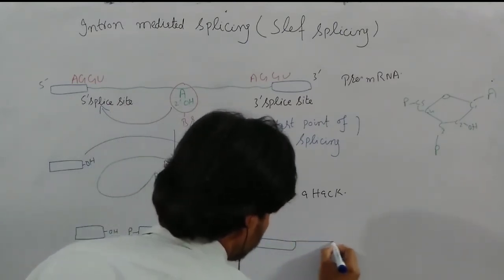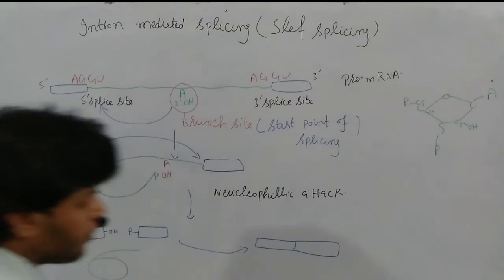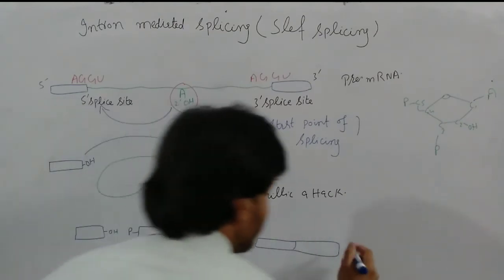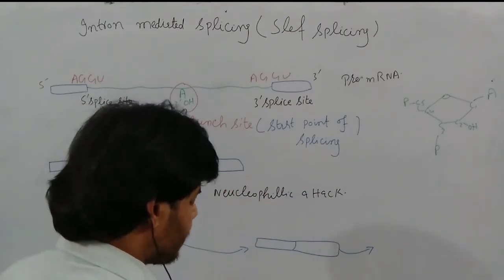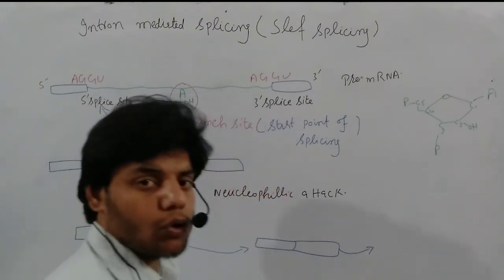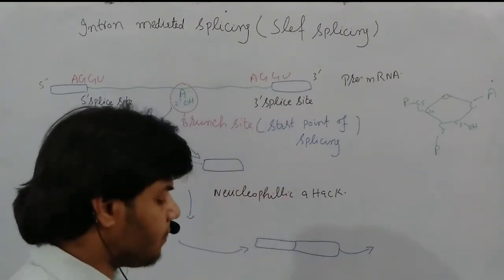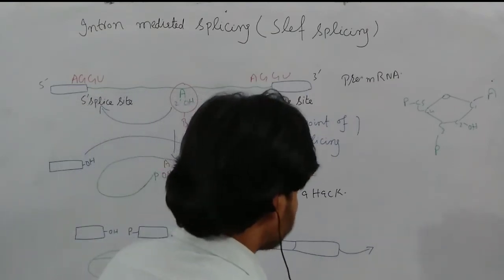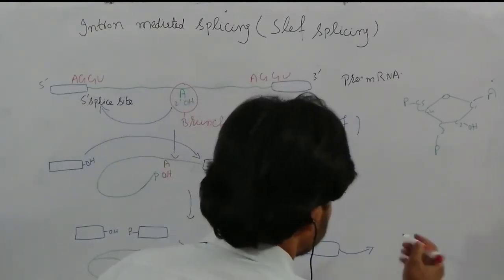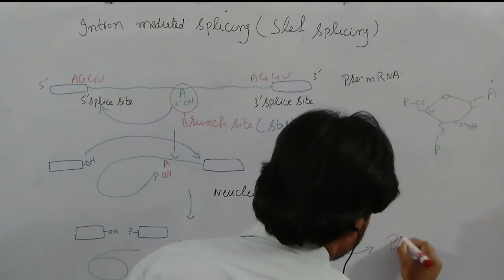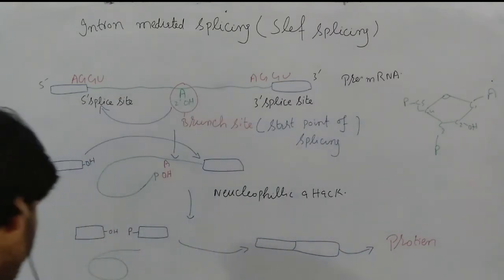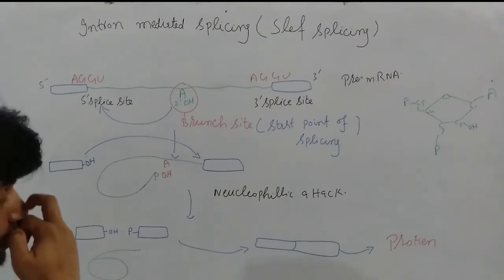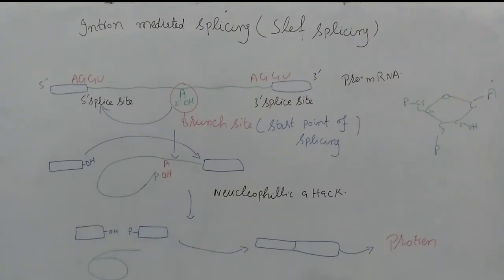This is the first exon and this is the second exon, and then it leaves the nucleus, and once it leaves the nucleus it reaches the cytosol of the cell, or the cytoplasm. Then after that it is ready to produce the protein. So ultimately we get the protein product. Okay, so this is how intron mediated splicing, or self-splicing, occurs.